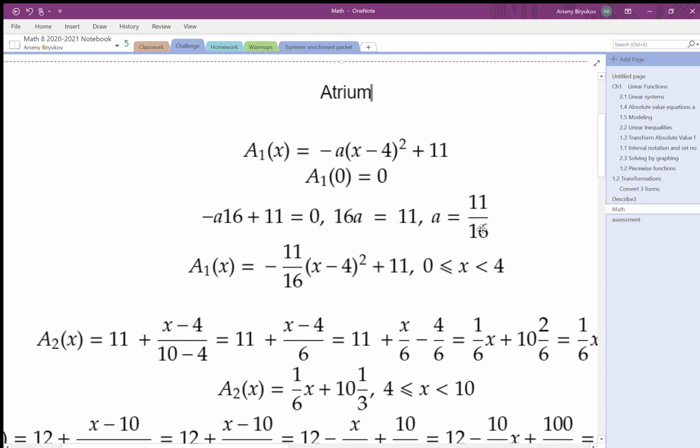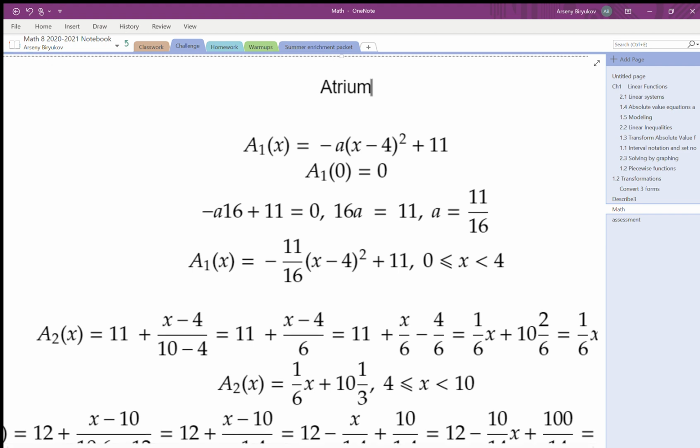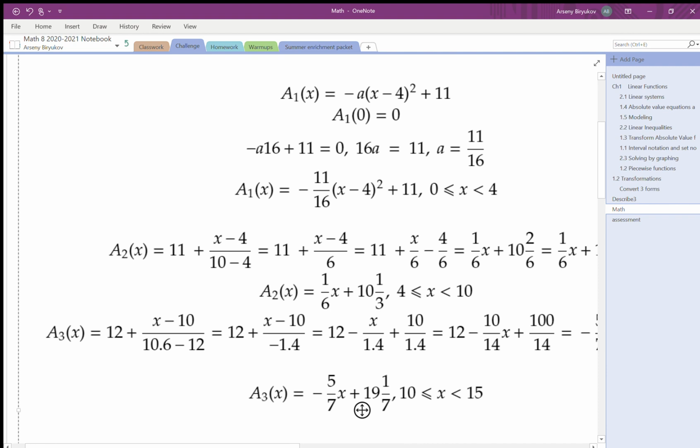The second piece of the function is a straight line. There exists a unique equation for lines that go through two points where the x values are different. This equation is y = y1 + (x - x1)(y2 - y1)/(x2 - x1). In this situation, our formula for A2 becomes A2(x) = 11 + (x - 4)/(10 - 4).